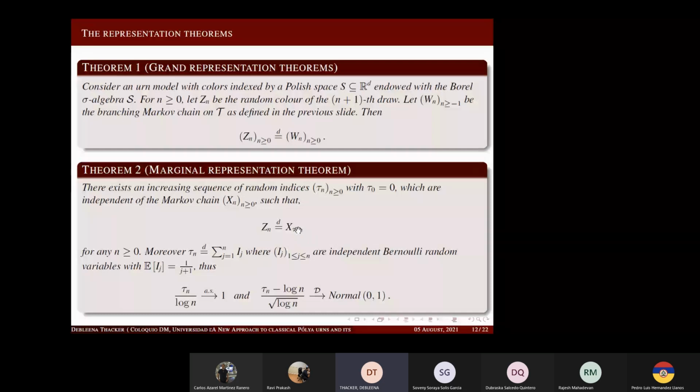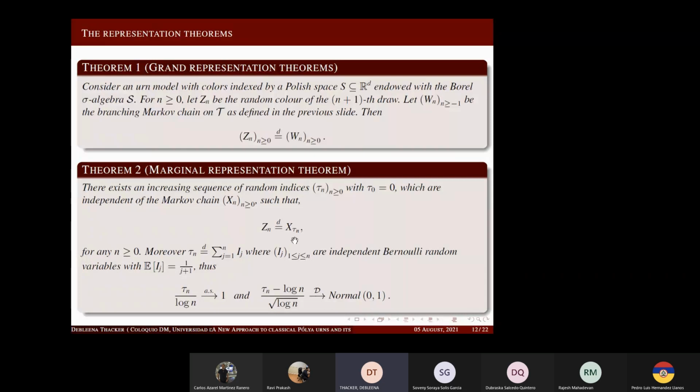So the urn model, due to its history dependence, is not evolving quite as fast as the Xn or the associated Markov chain itself, but there is a delay of tau n, which is the height of the random recursive tree. And there are very nice properties of this tau n. The tau n scales like log n, and it has a central limit theorem with a centering of log n and a scaling of square root log n.